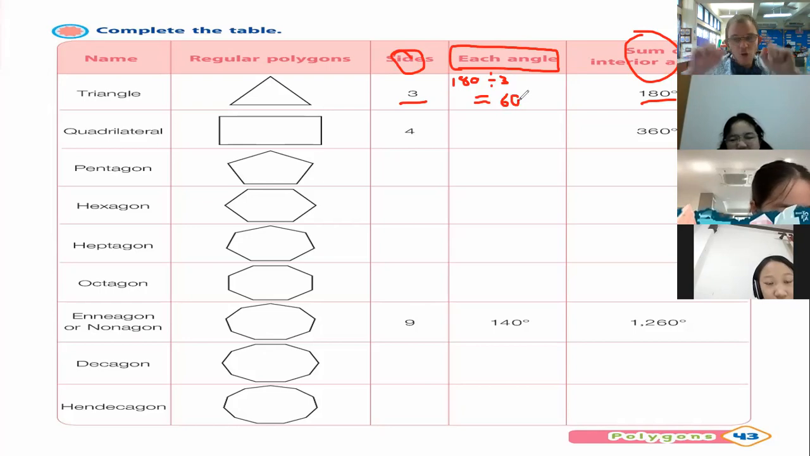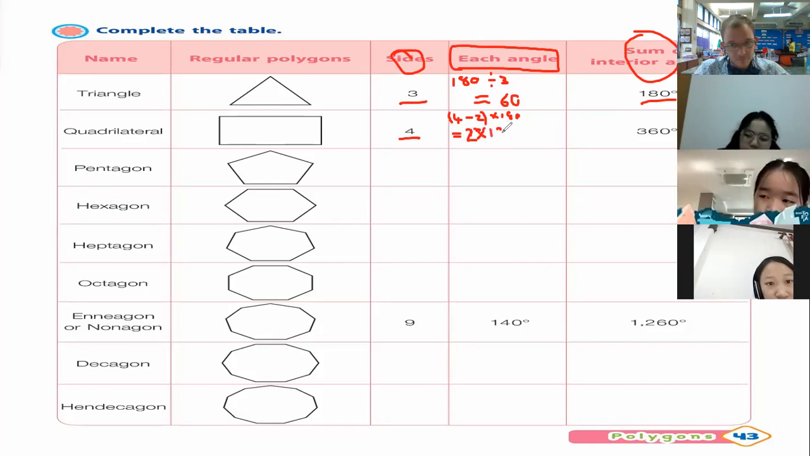Okay, so if we have 4 sides over here, what do you think is the sum of the interior angles if we don't have the 360? It's very simple. 4, number of sides, minus 2, times 180. Remember to first do the minus, put in brackets, important. Equals 2 times 180. It's going to equal 360. Do you agree? Yes or no?